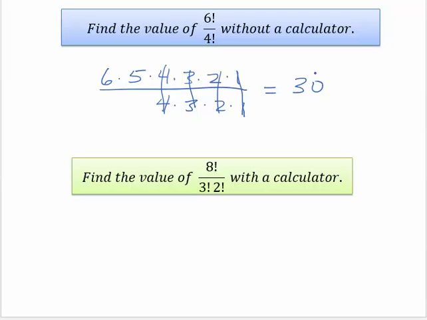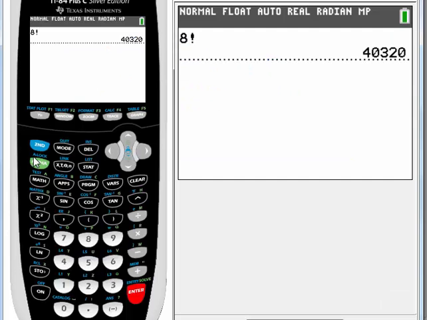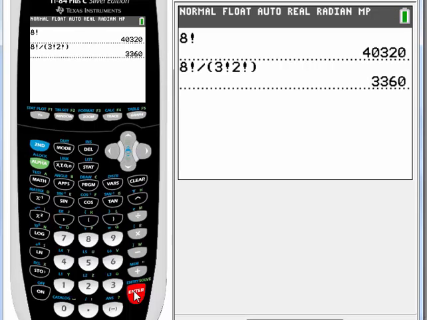Okay, find the value of 8 factorial divided by 3 factorial, 2 factorial. If I remember right, I had that up on my graphing calculator earlier. Let me see. I'm going to hit second enter until there it is. The one thing you'd have to remember is to put that 3 factorial, 2 factorial into parentheses like I have it there, so that the calculator knows you want both of those quantities down in the denominator, and when I hit enter we get 3,360.